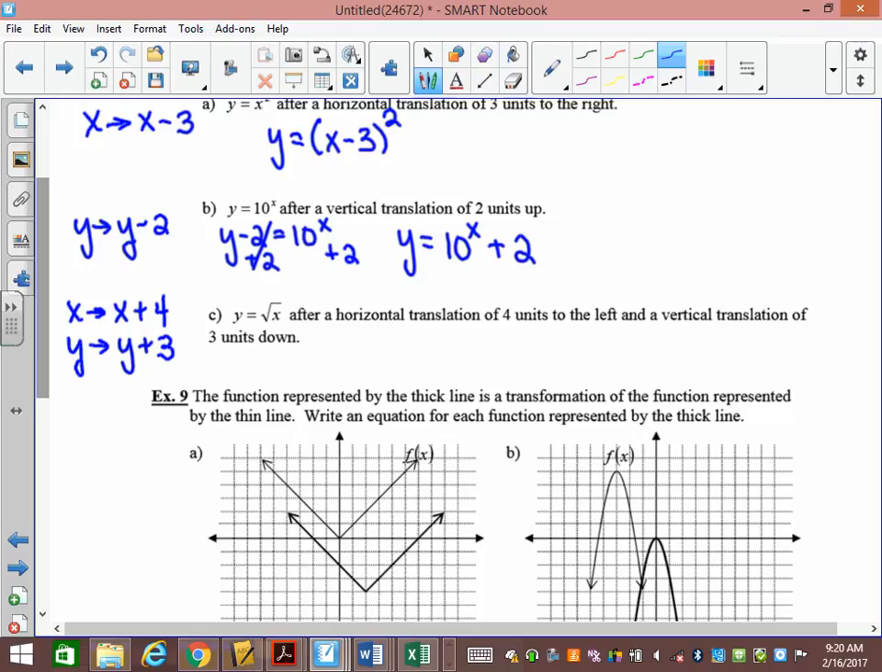So we're going to take y equals square root x. We're going to take the y, throw it behind our back, and replace it with y plus 3 equals square root. We're going to take that x, throw it behind our back, and replace it with x plus 4. And then if we want to, we can subtract the 3 over. And we get y equals square root of x plus 4, minus 3.